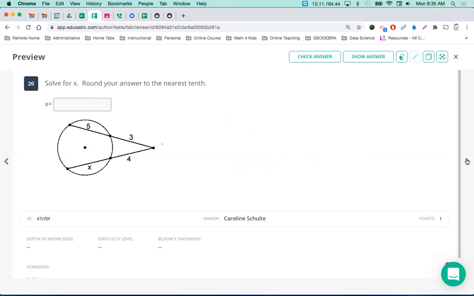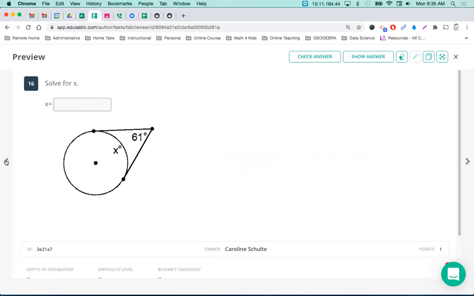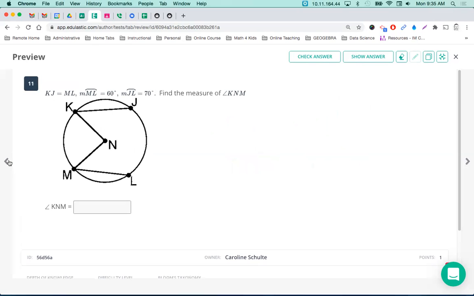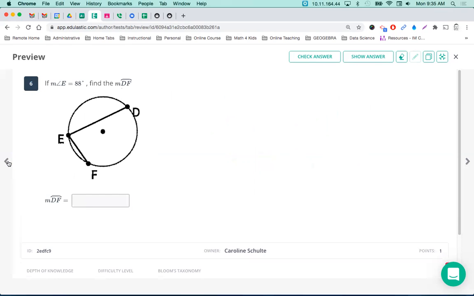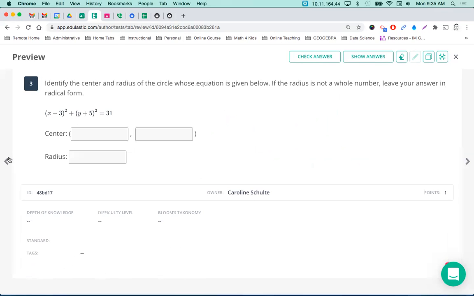So number 3. Identify the center and radius of the circle, whose equation is given below. If the radius is not a whole number, leave your answer in radical form. So, standard form of a circle, x minus h squared plus y minus k squared equals the radius squared. So we're identifying our center is going to be at h comma k, and our radius is r.